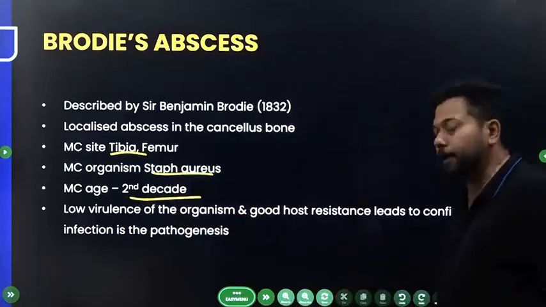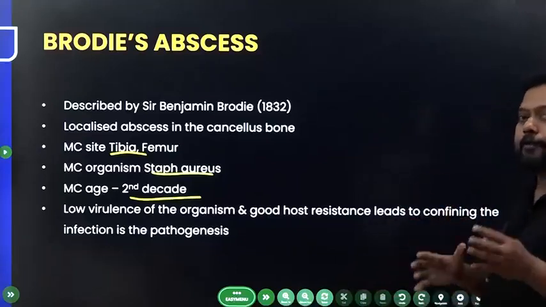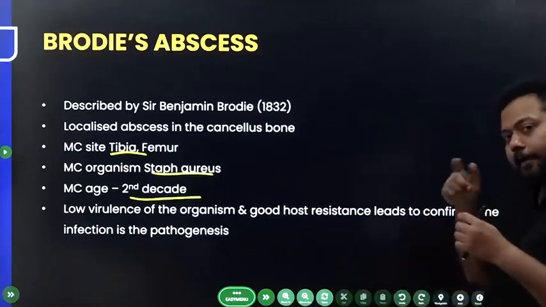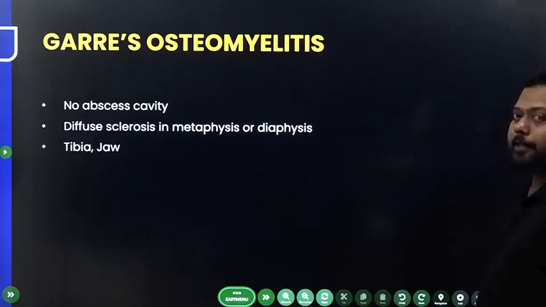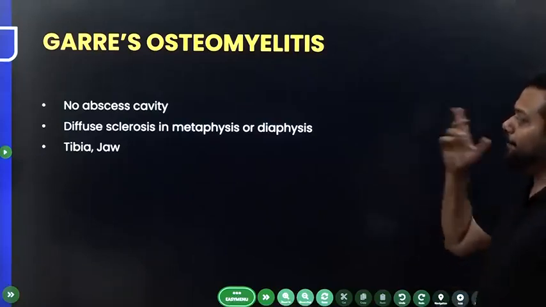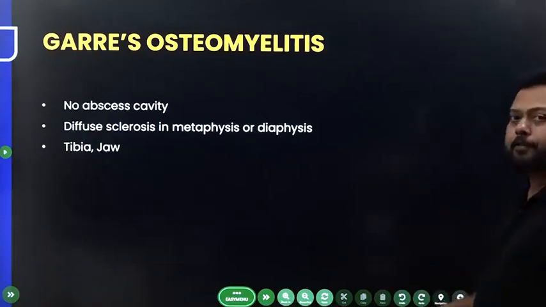Low virulence of the organism and good host resistance leads to confining the infection inside, like a small cavity inside the cancellous bone. That is called Brodie's abscess. Right. Garre's osteomyelitis is a dry osteomyelitis. Osteomyelitis means pus should be there. One exception is Garre's osteomyelitis. Diffuse sclerosis in the metaphysis is seen. It's a dry osteomyelitis.